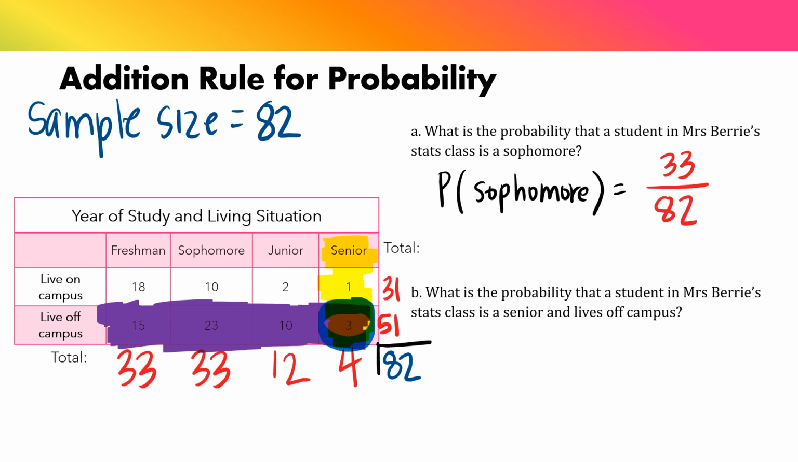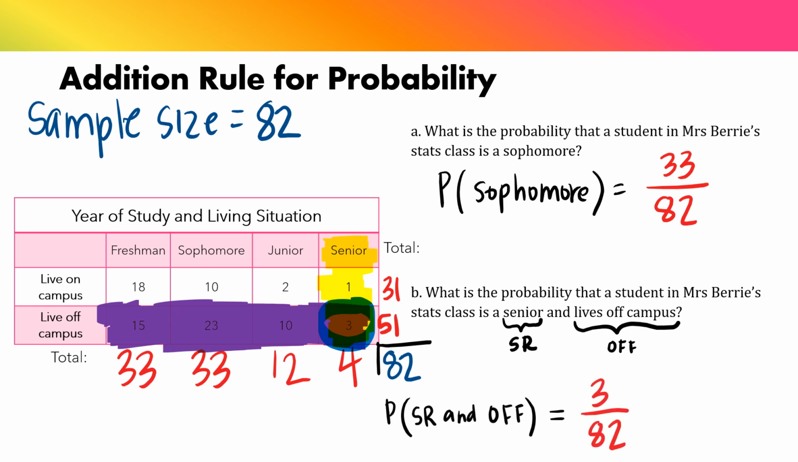I had 3 seniors that lived off campus. So the probability that a student was a senior and off campus was 3 out of my total number of students, so 3 out of 82. When you're doing the and, you want to think of it as the intersection of that row and that column. The intersection of the senior column and the off-campus row.